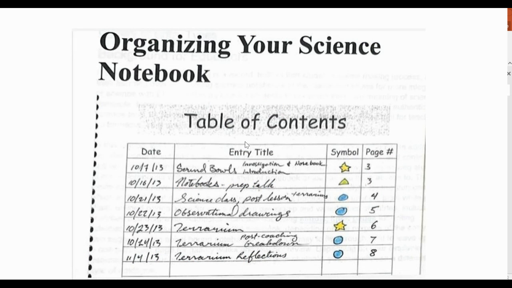Okay, let's start here. Setting up your science notebook. Your table of contents is going to look something like this. You're going to have a date, what's on that page. I'll explain more about these symbols, and then of course your page numbers.